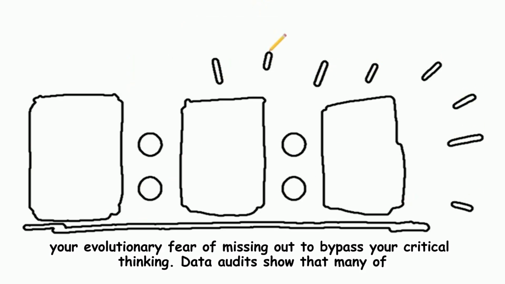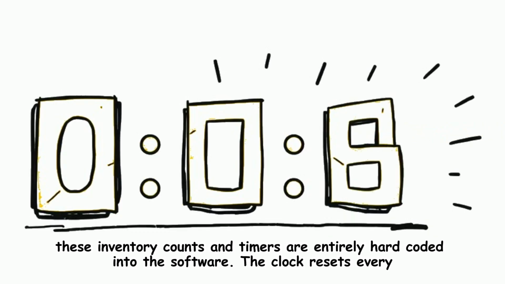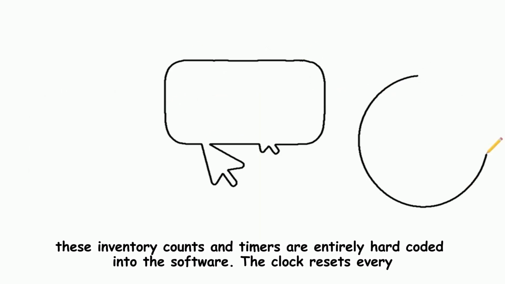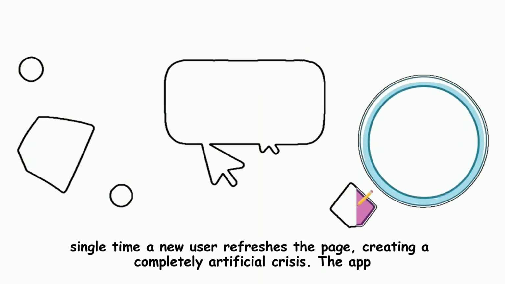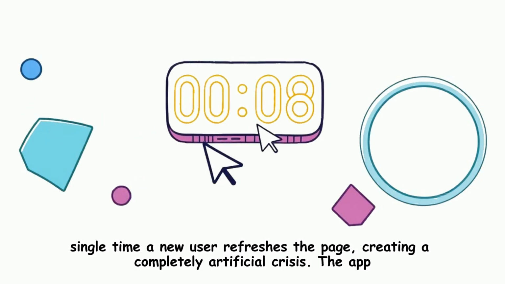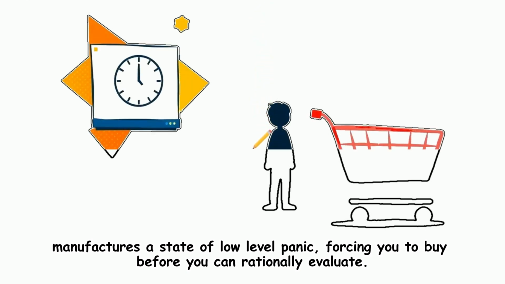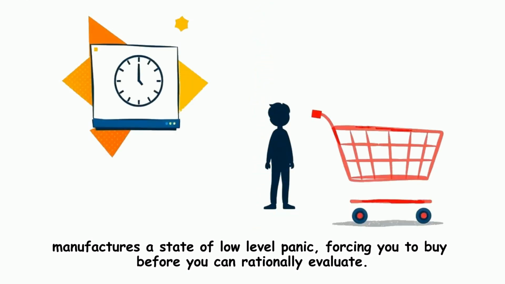Data audits show that many of these inventory counts and timers are entirely hard-coded into the software. The clock resets every single time a new user refreshes the page, creating a completely artificial crisis. The app manufactures a state of low-level panic, forcing you to buy before you can rationally evaluate.